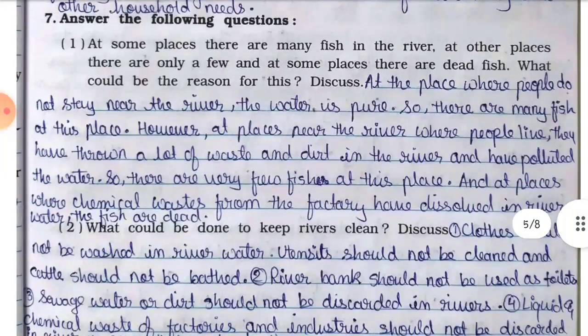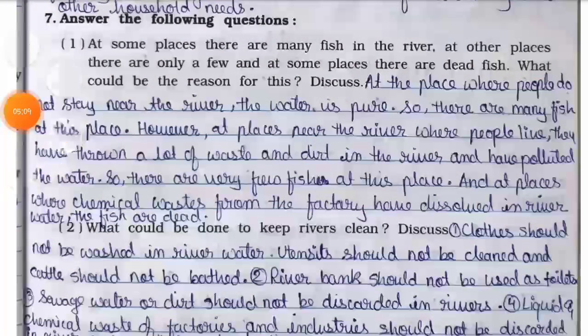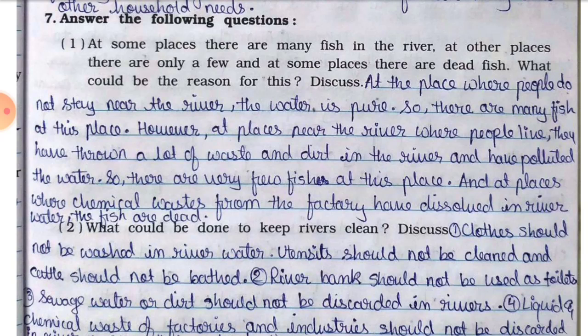Question number 7. Answer the following questions. Number 1. At some places, there are many fish in the river. At other places, there are only a few. And at some places, there are dead fish. What could be the reason for this?